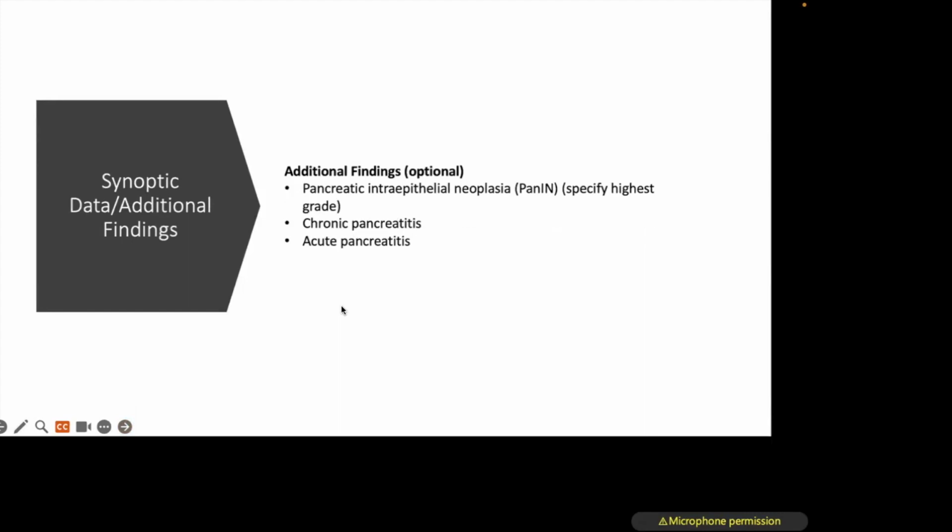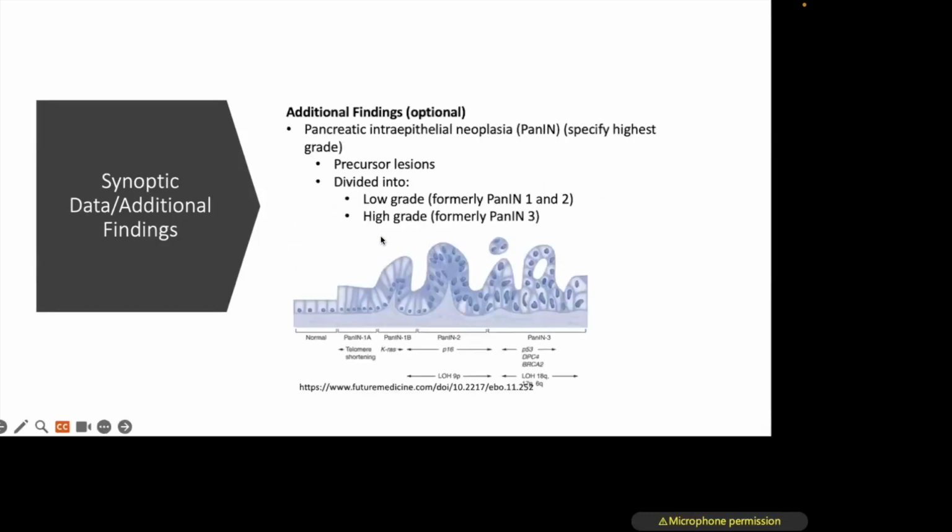And then additional findings, which are optional, are the pancreatic intraepithelial neoplasias, which is a precursor lesion to pancreatic adenocarcinoma, as well as chronic pancreatitis and acute pancreatitis. So let's talk about the precursor lesion. We call it PanIN for short. We have to specify the highest grade.